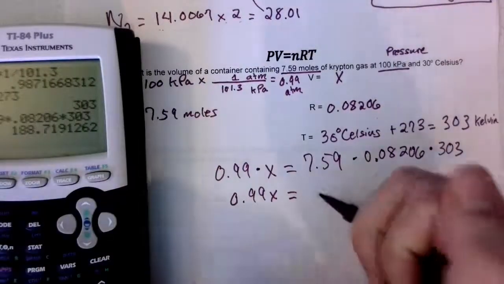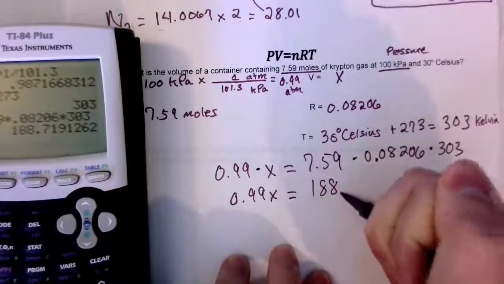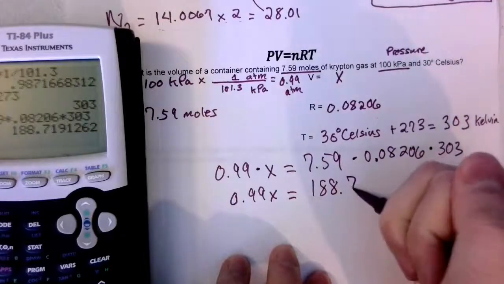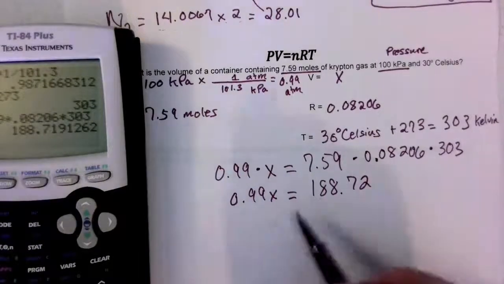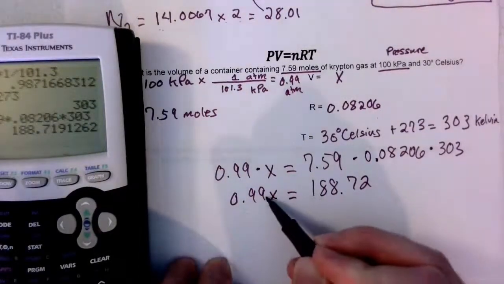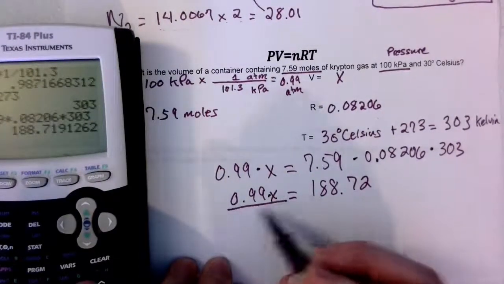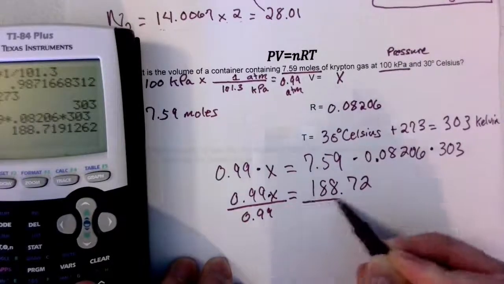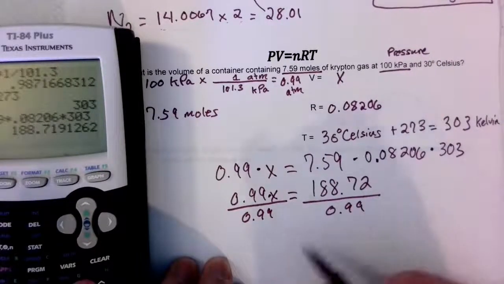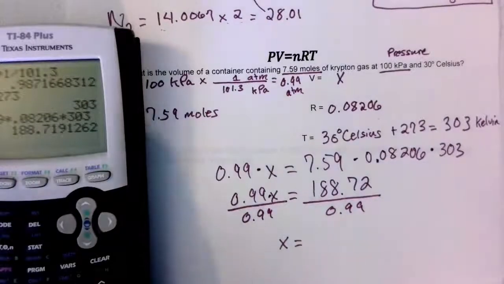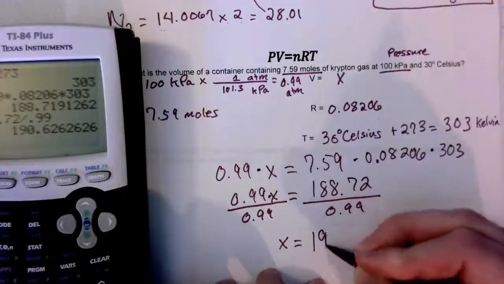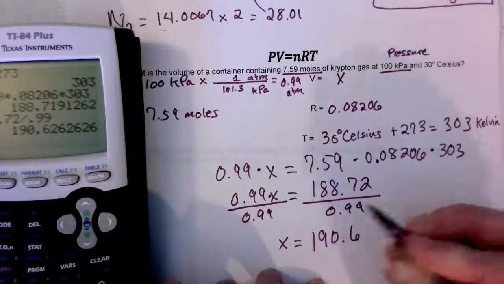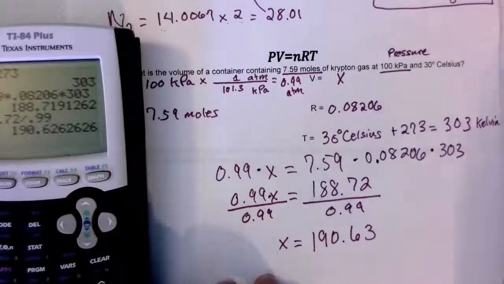Alright, so it's going to be 188 point, looks like 72. Okay, so now to get the X by itself, you want to do the opposite. So if this is multiplication, we're going to divide by whatever is with the X. So I'm going to divide by 0.99 on both sides. So now on my calculator, I'm going to do 188.72 divided by 0.99. That is going to be equal to 190.6262, so I'm going to round this to 0.63.